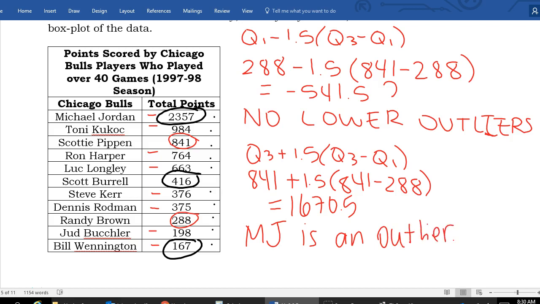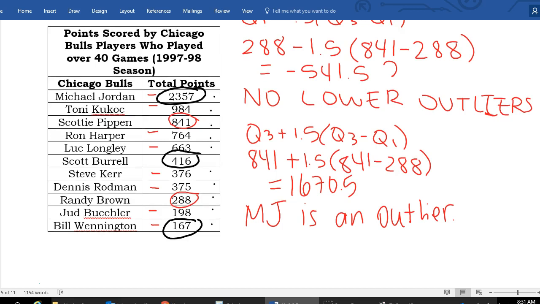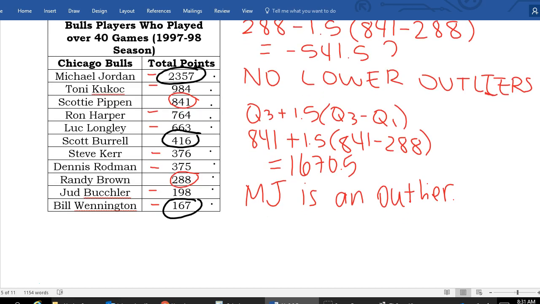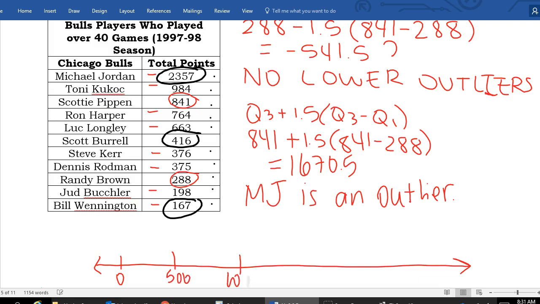And that's what the fence does. It tells us what value is high enough that anything lower than that value is a standard data point. It's not significantly different from the rest, or what value is officially an outlier. So the last portion of this question was to draw a modified box plot. A modified box plot looks very similar to a standard box plot, but we add points to signify outliers. So I'm going to go with 0, 500. I'm going to go by 500 on my scale here.